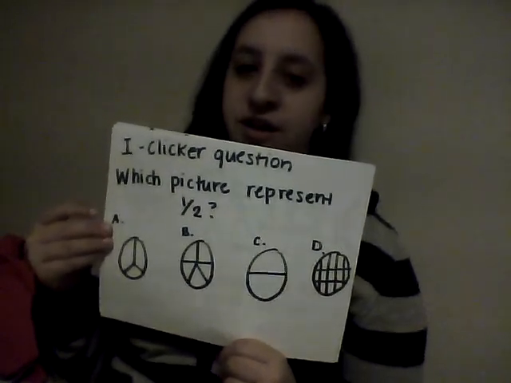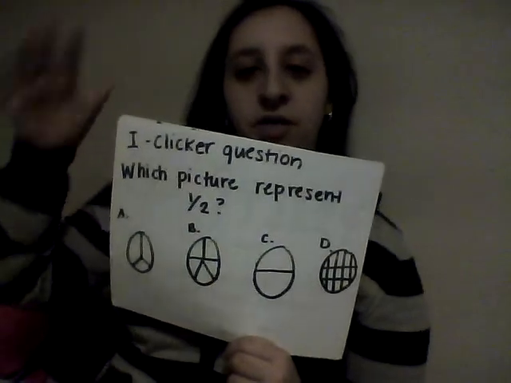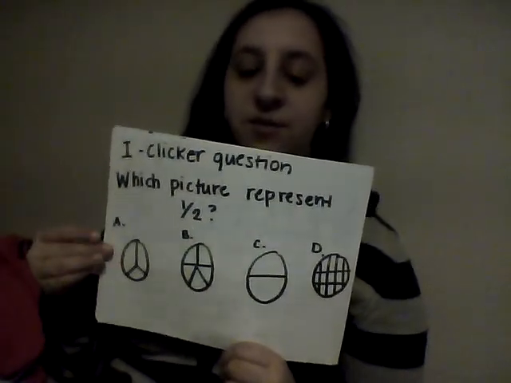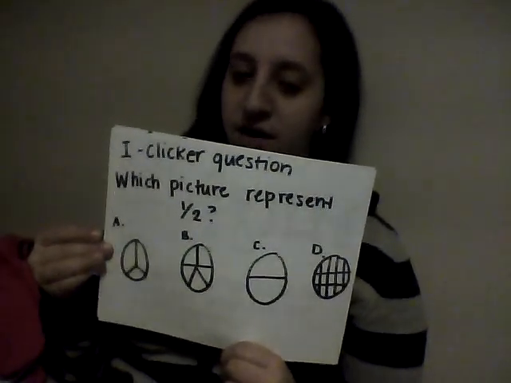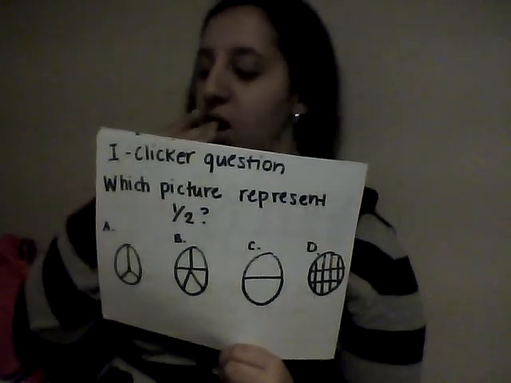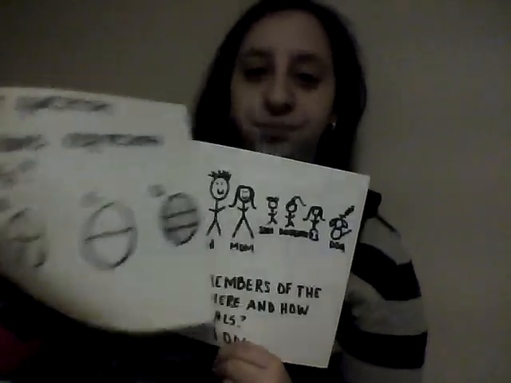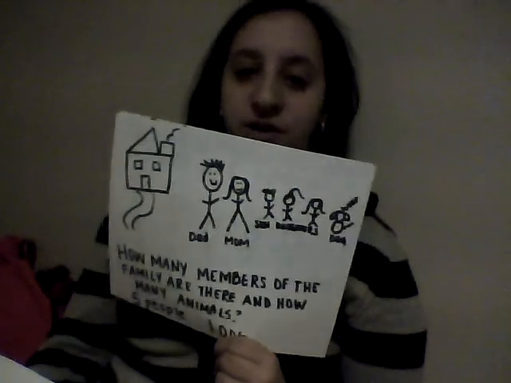The correct answer is C. Then we will look on the board to see the percentages. If people don't understand this, we'll go back and learn. If you have any questions, just raise your hand. So for the next example, we're going to look at how many members are in the house.